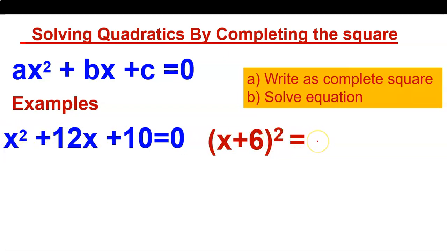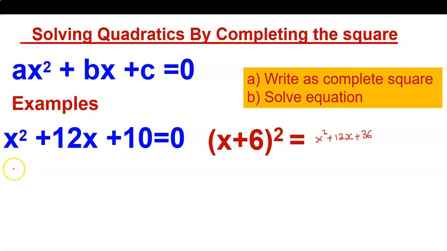Well, let's see. Expanding, we need to square the x, we need to double the 6 to get 12x, and we need to square the 6 to get 36. Now x squared, 12x, here we got 10, but here we got 36. So this complete square expression must be corrected by 26 to get the 10 back.